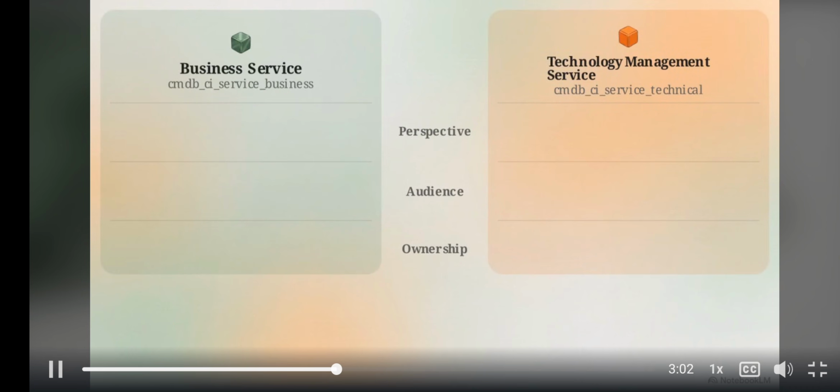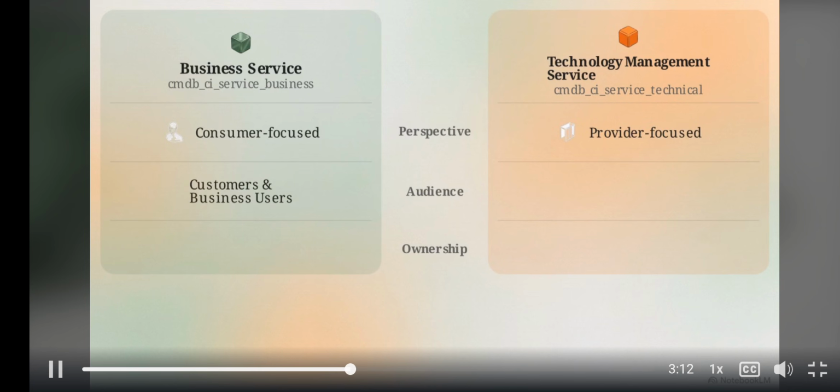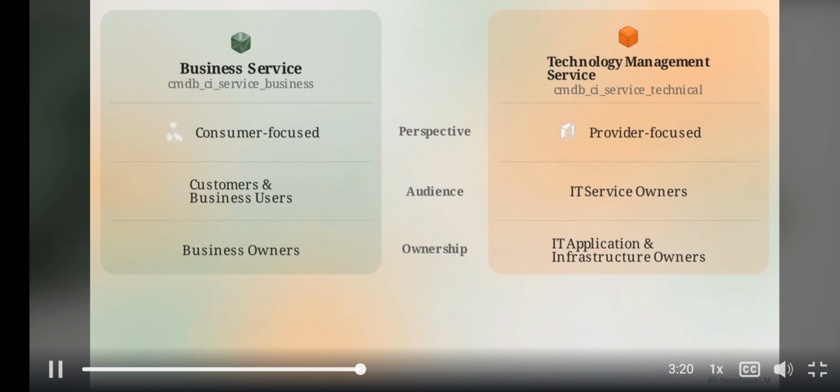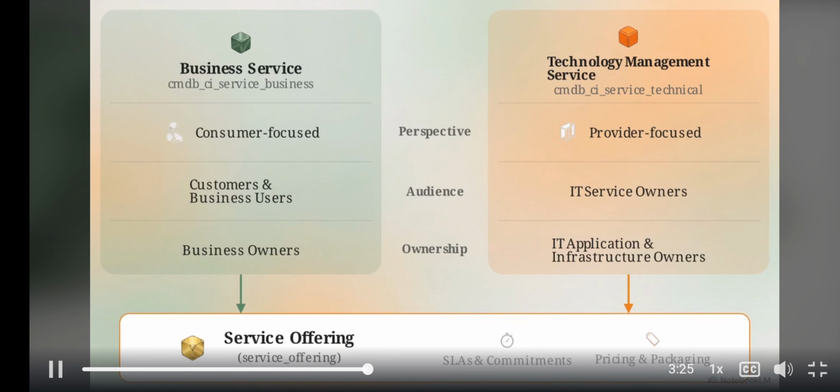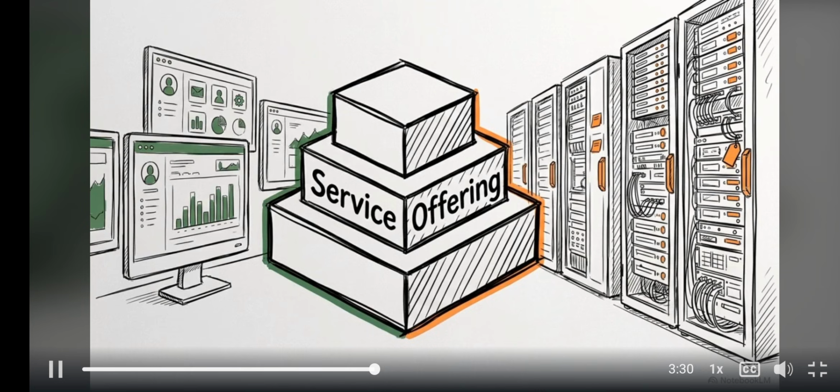Let's evaluate the two side by side using a comparative matrix across 4 key operational dimensions. For perspective, business services are consumer-focused, while technology management services are provider-focused. Their audiences differ as well: business users and customers versus IT service owners. Ownership follows suit, moving from business owners to IT application and infrastructure owners. However, in both cases, the SLA and commitments live exclusively at the service offering level. While their audiences and perspectives are different, their architectural reliance on the service offering to function is identical.